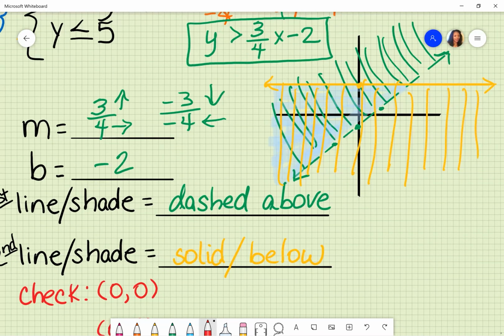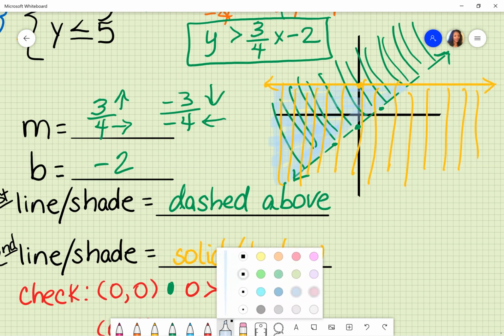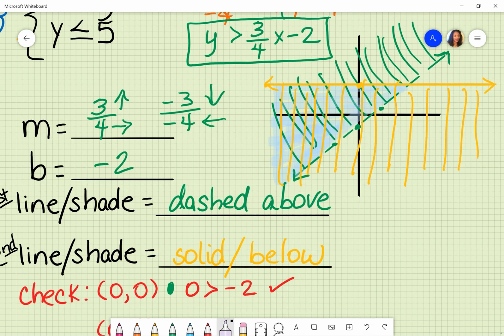The one that I had to put in the slope-intercept form, I'm going to replace my x's and my y's with the zeros. So 0 should be greater than -2. Is that true? Yes, it is. So this is the green graph. And this is saying that I should have included the origin. So for the green graph, is the origin included? Yes.